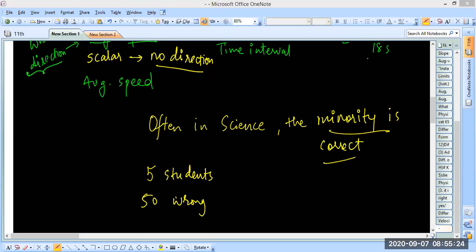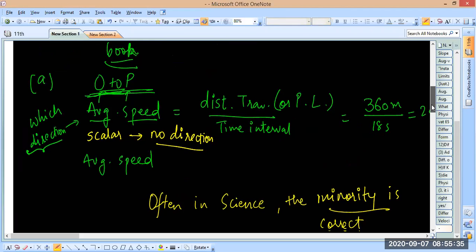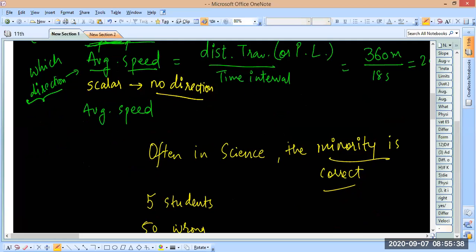Don't worry, right? Yes, practice makes it perfect. Okay, let's continue. Come on, let's continue. So we have found average speed and it has no direction, so don't fall in traps, right? Let's go to the next part.